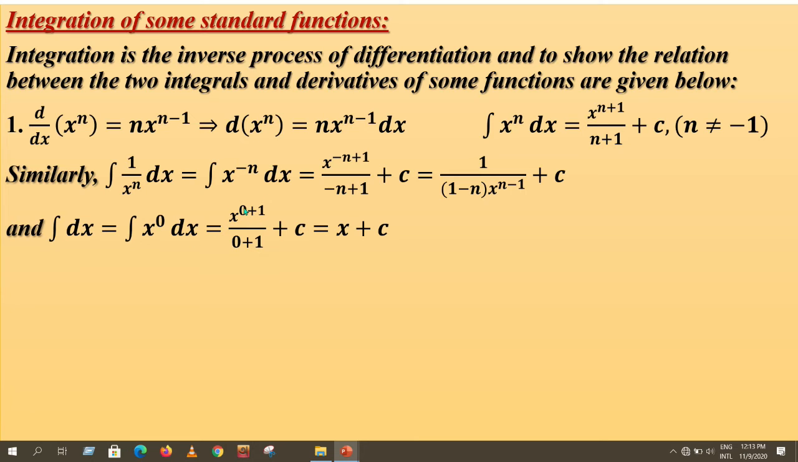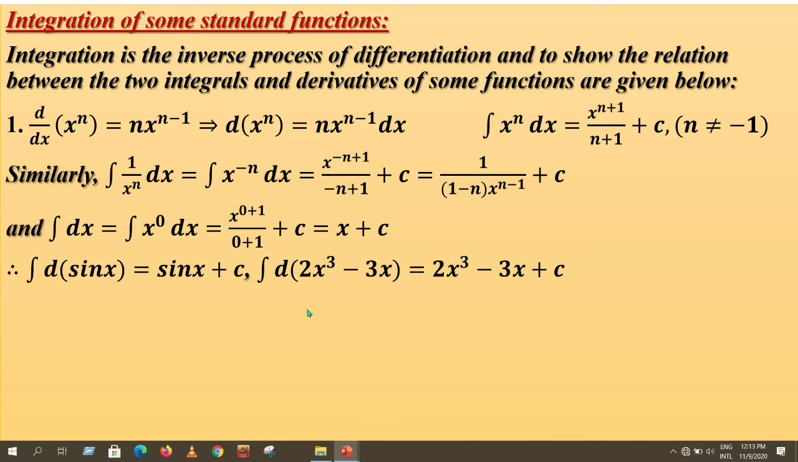And the integration of dx equals the integration of x to the power 0 dx, which equals x to the power 0 plus 1 by 0 plus 1. That means the power in this part and this part will be the same. This equals x plus c, because here it will be x to the power 1, which is x, and the denominator 1 means only x. No problem. And here note that the derivative of dx integration equals x plus c, but the integration of 0 equals what? Integration of 0 equals only a constant, that means only c.